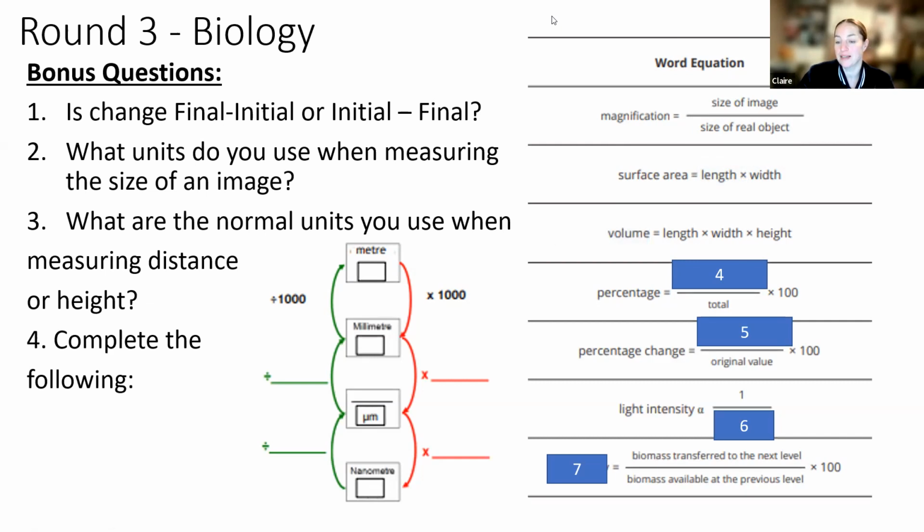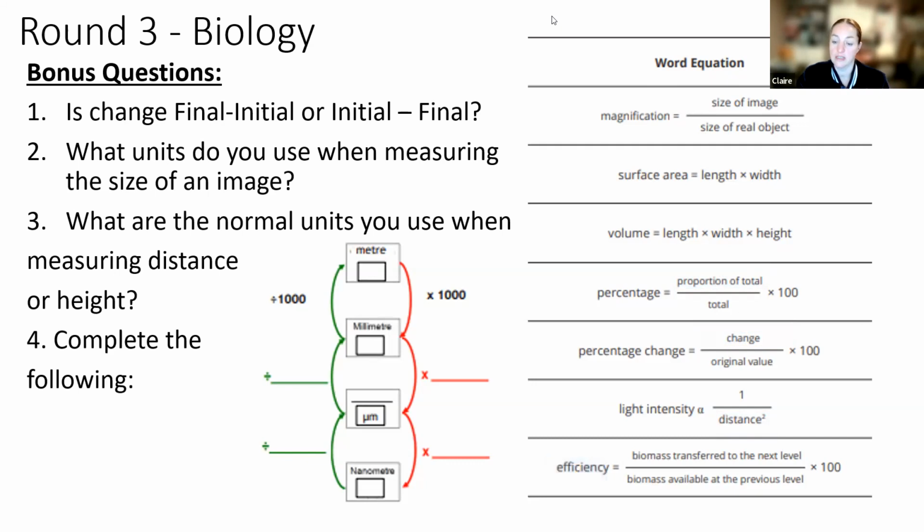That's volume, length times width times height. Percentage is your proportion over total. Some lovely basic maths. Percentage change. So I only put change here, which is why I did number 1 on the bonus bit. And then this is for separates, definitely, but light intensity, it was pretty much given this anyway, 1 divided by distance squared. And number 7, it's efficiency. Okay, efficiency is also used in chemistry as well, isn't it? So it's all to do with the smallest over the total and times by 100. Okay, so that's that one.